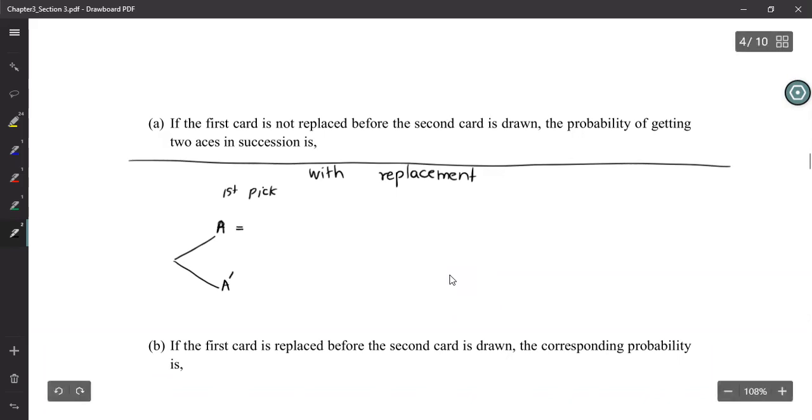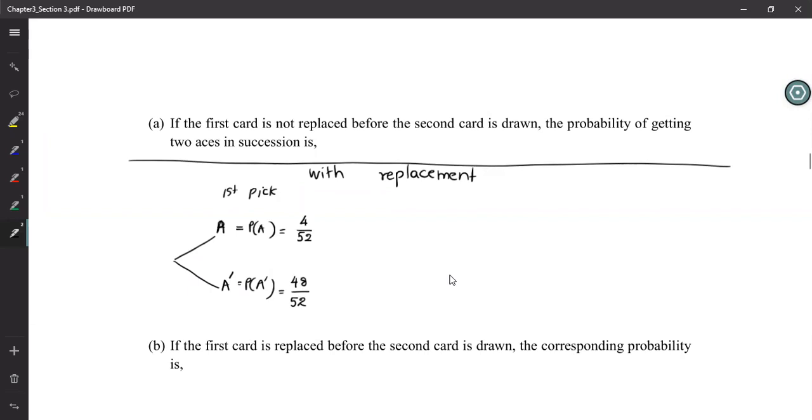What is the probability of picking an ace? How many cards are there? 52. How many aces are there? 4. So what is the probability that your card is not an A? That will be 48, because all the other 48 cards are not A's. Is this clear to all of you? Right, so this is our first pick.